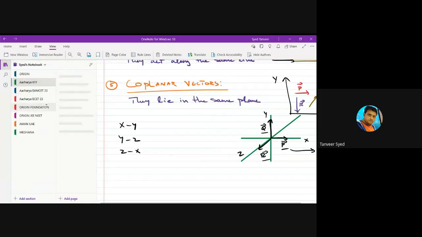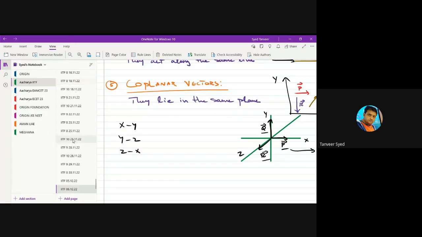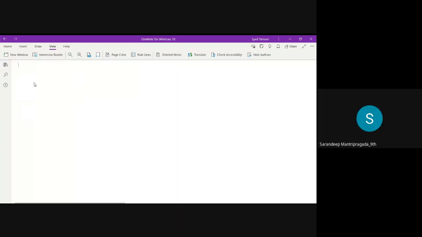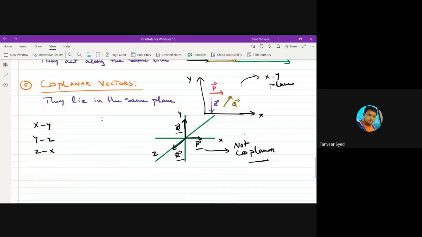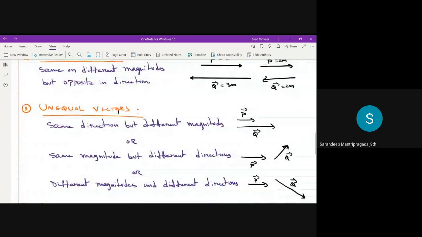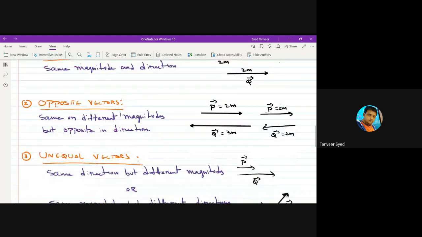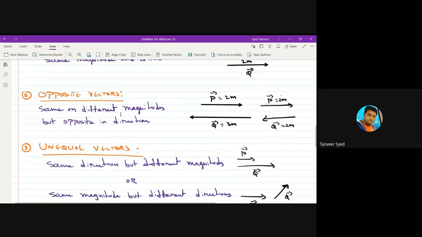Next are the other more important types of vectors. Sir, I have a doubt in yesterday's one. What is the difference between opposite vectors and unequal vectors? Opposite vectors are also unequal vectors. Okay, sir.